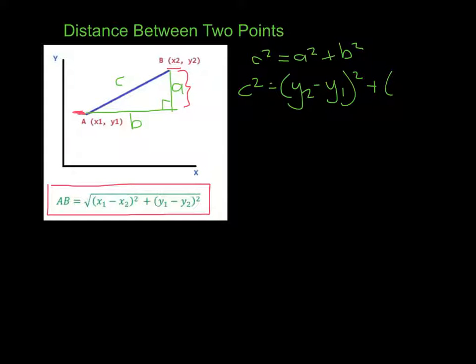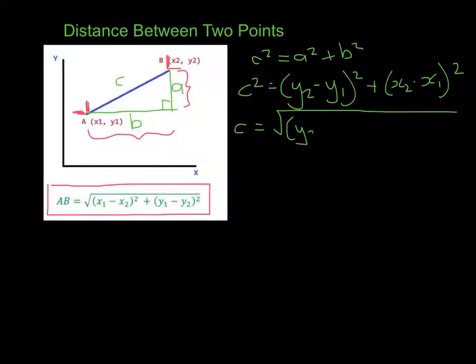And similarly, if we look for the length of B, here's the length of B down the bottom here, then it'll be the x value for point B take away the x value for point A. That means for B we'll have x2 minus x1, and then that will be all squared. Now what we want is actually to have C, not C squared. So in order to find out what C is, we find the square root of everything that we've just looked at there. So it'll be the square root of y2 minus y1 all squared plus x2 minus x1 all squared.